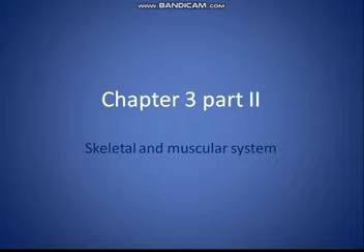In the previous part, you learned about the skeletal system, the skeleton, parts of the skeleton, bones present in every part of the skeleton, and the functions of the skeleton. Now in this part, you will learn about joints.